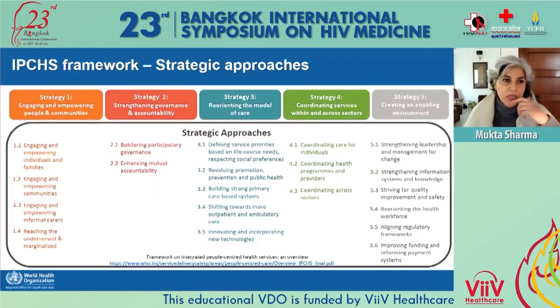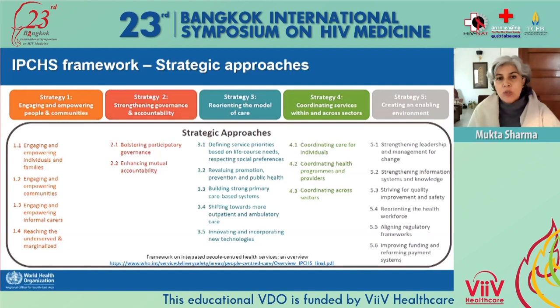As part of these 5 pillars and strategies that I mentioned earlier, there are some key strategic approaches. And because in the audience, most of you are clinicians and people who work on HIV programs, I really wanted to focus on strategy 3, which is reorienting the model of care, and also strategy 5, which is focusing on the enabling environment aspects of this.